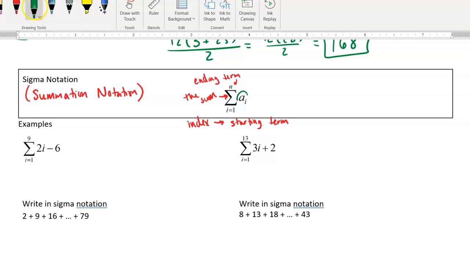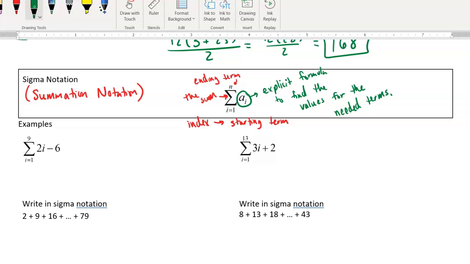Now off to the right here, this is always going to be an explicit formula. We're going to use that to find the values of the different terms. So the explicit formula is off to the right, and we're going to use that to find the values for the needed terms.